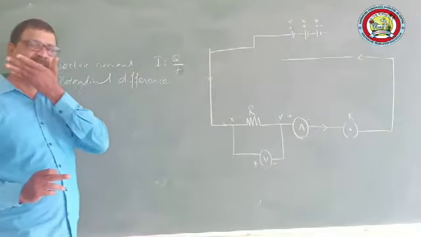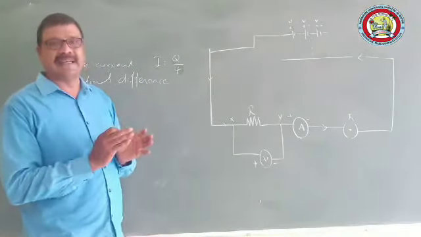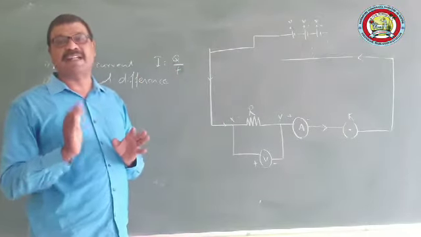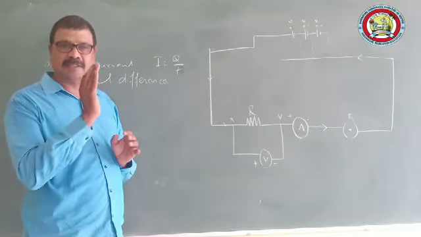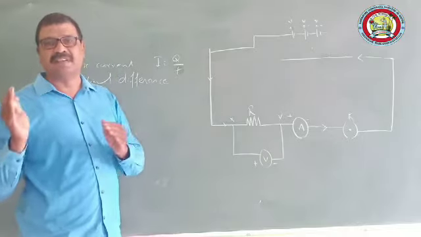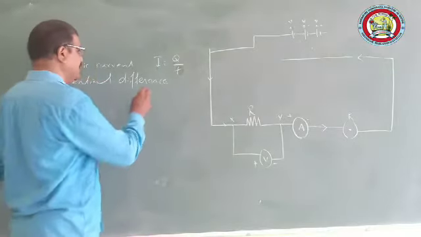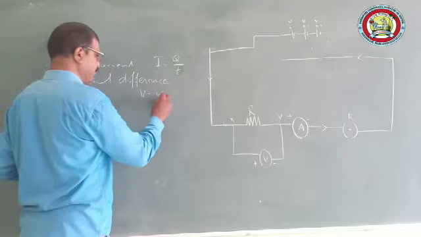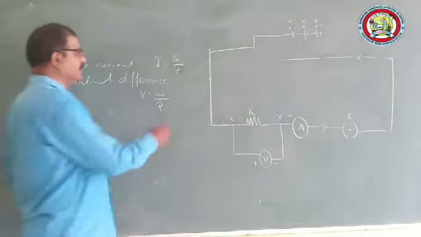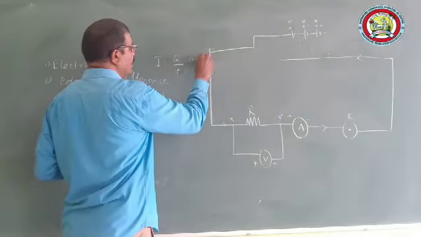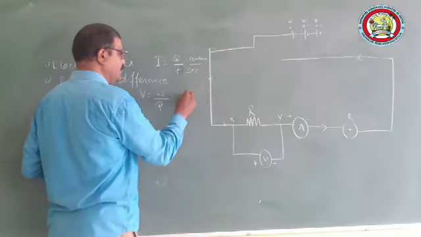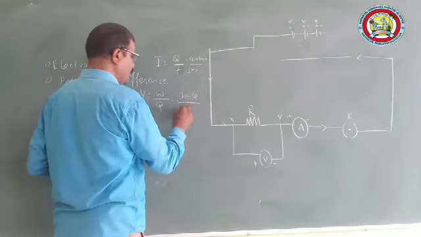Then coming to potential difference, we learned that the work done in making a charge flow from one point to another point is called potential difference. That potential difference is given by V is equal to W by Q, where W is the work done in moving a charge. Its unit is joule by coulomb.